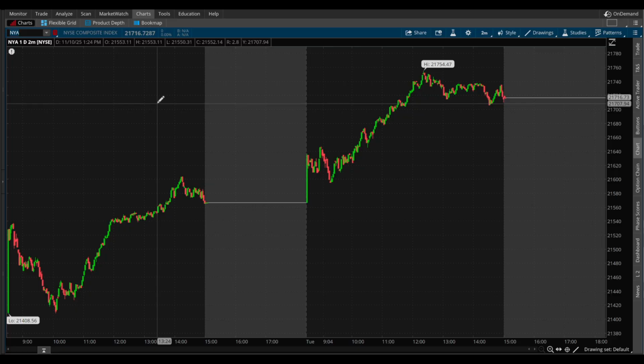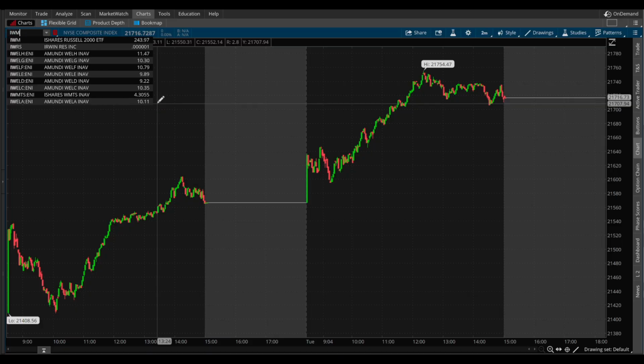So now let me jump into the last major index, which is going to be the Russell 2000. So if you're wondering which ETF you can trade for this, it is actually going to be the ticker symbol IWM.